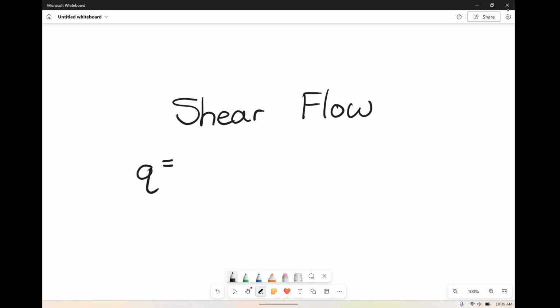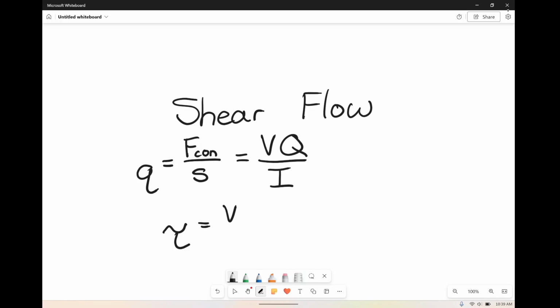Shear flow is little q here, and that is the force of the connector per the spacing of the connector, or it's also equal to the shear force V down the face of the member times Q over I, being the moment of inertia about the neutral axis for bending. So again, this looks very similar to our transverse shear stress, which was VQ over IT. And yes, they are related.